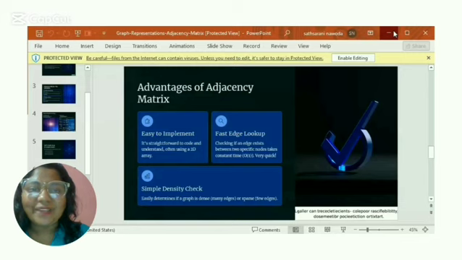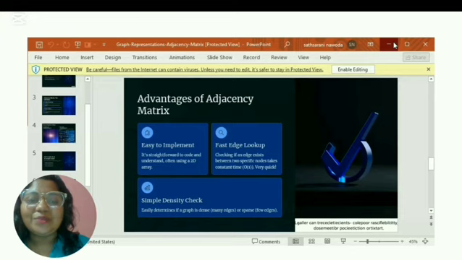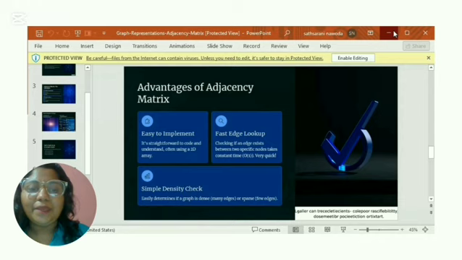Now let us look at the advantages of the adjacency matrix. First advantage, it is easy to understand and implement. Second advantage, checking whether an edge exists between two nodes takes constant time, which is O(1). Third advantage, it is useful for dense graphs where there are many edges. Because of these reasons, the adjacency matrix is very popular.